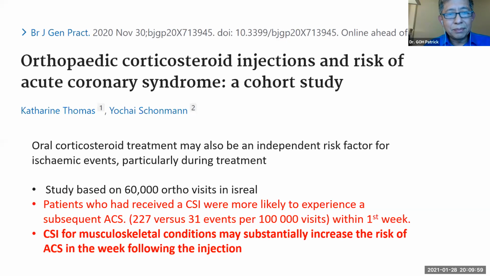So all the treatments are taken care of and they are able to collect very good data. Basically what they found was that the risk of coronary event was 227 in a corticosteroid injection versus 31 events per 100,000 visits within the first week of receiving the injection. So the conclusion here was that it could perhaps increase the risk of a cardiac event after the injection.